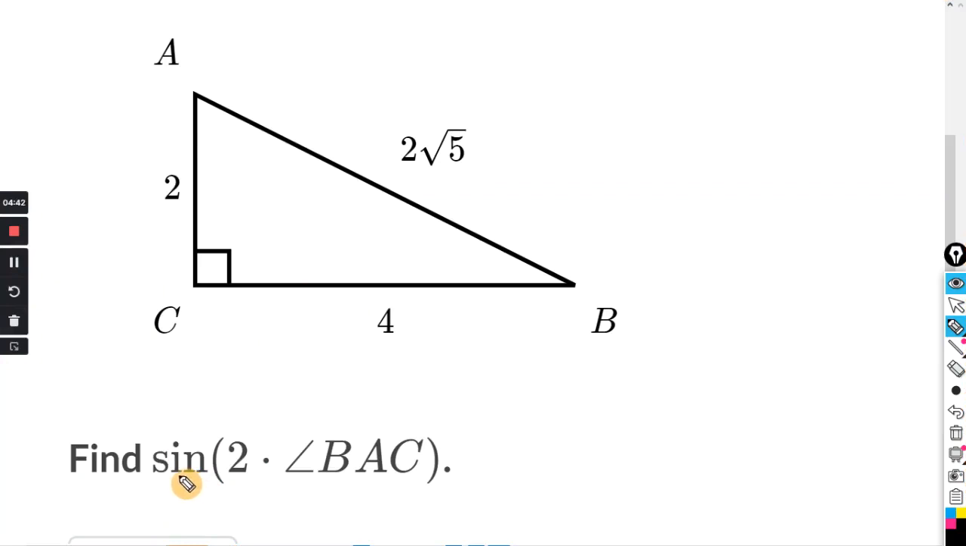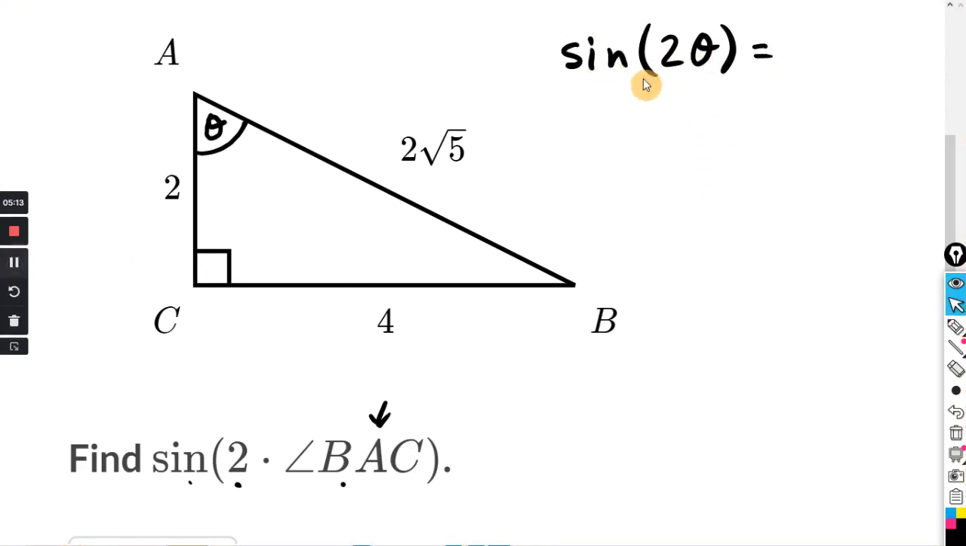Here they want us to find the sine of 2 times angle BAC. So we're looking at the center letter, that's going to be the vertex. So this is angle BAC, and I'm going to make that theta. So it's basically sine of 2 times theta, the sine of 2 theta. I'm going to look up the formula for this one. It's the double angle formula for sine.